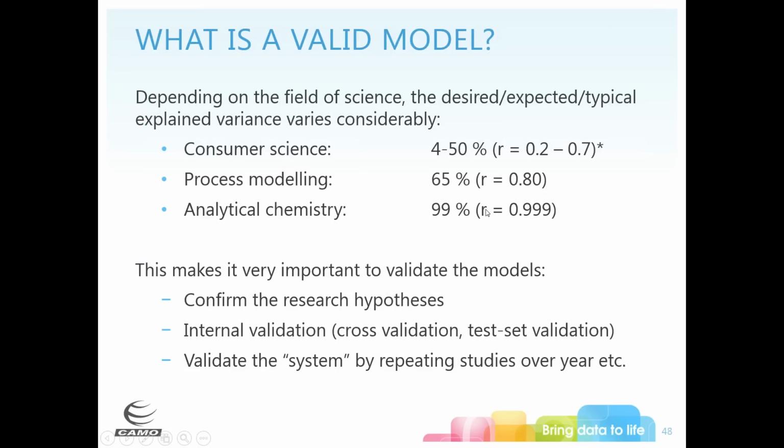There are different levels for valid models. In consumer science, you might be fine with 40 to 50% because people are very variable. If you are doing process modeling, 65% might be fine, like when we looked at the paper. And in analytical chemistry, you're looking at 90 to 99%, so it really depends on your particular data.